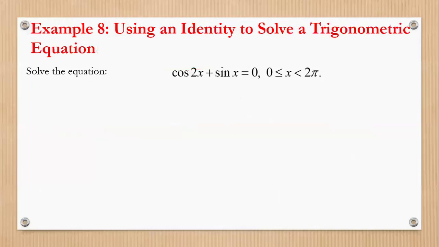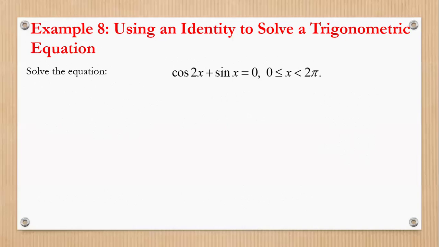Let's solve this equation. It says cosine of 2x plus sine x is equal to 0. We want to find all solutions from 0 to 2 pi. As I said, we must have only one trig function. So right now I have a cosine and I have a sine. So it means one of them must be converted to the other one. And I prefer to convert cosine to sine because I have formulas for cosine 2x.